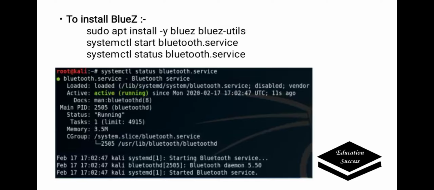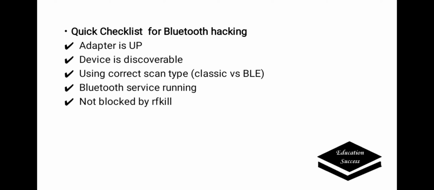Before performing the Bluetooth hacking, we have a quick checklist. First, check whether the adapter is up or down. Second, whether the Bluetooth devices are discoverable or not. Third, use the correct scan type, as there are two types, classic or BLE. Next, check that the Bluetooth service is running and that Bluetooth is not blocked by rfkill. So we have to check this, and after that we will start our Bluetooth hacking.